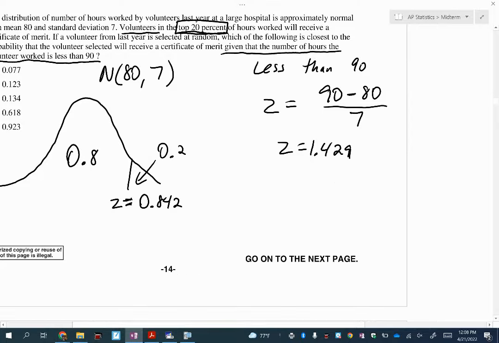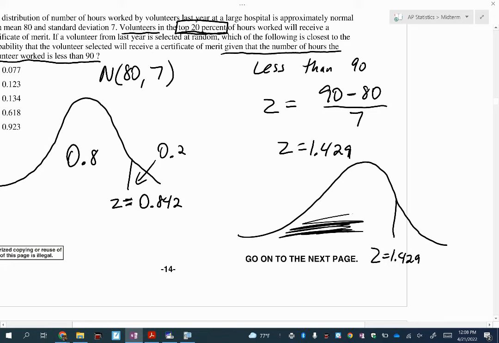Okay. And then I went and drew another curve. I know 1.429 is probably over here, and I'm shading to the left. You know why I'm shading to the left? Yeah, less than 90. Because it says less than 90. That's right.